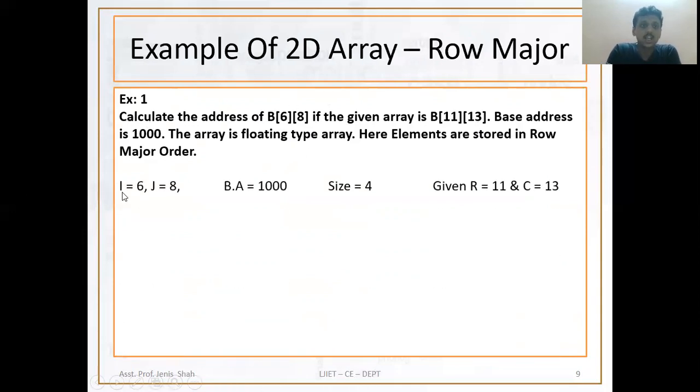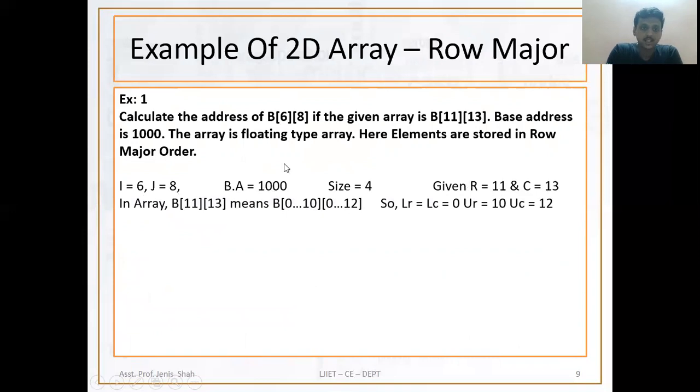I is equal to 6. J is equal to 8. Base address is equal to 1000. Size is equal to 4. Given R is equal to 11. C is equal to 13. Sir, how can you say that C is equal to 13? C is the total number of columns. So here, match it: C is 13, given R is 11.